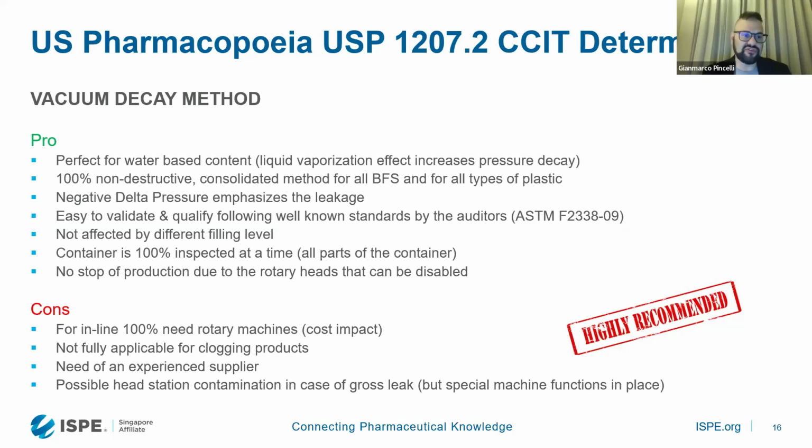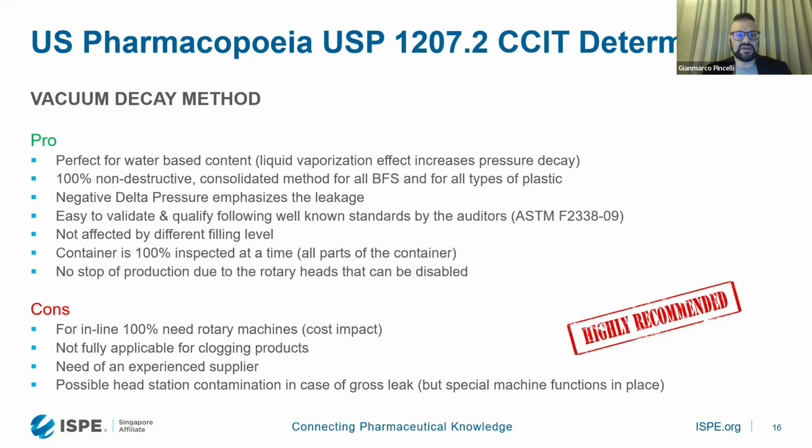The evaporation of a certain quantity of liquid is 10 times more, in terms of what is measured by the machine, than the same quantity of air coming out of the product. So the vacuum decay is 10 times more if you have vaporization. This is really important because for water-based products, this is a really high level of test. You can detect a really small leakage, like 5 microns, 10 microns, along these numbers.